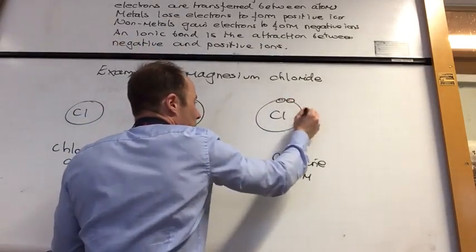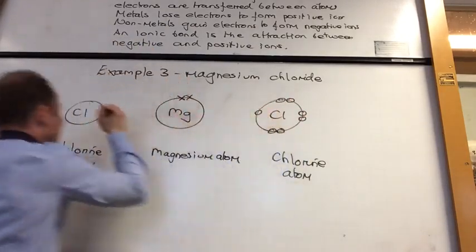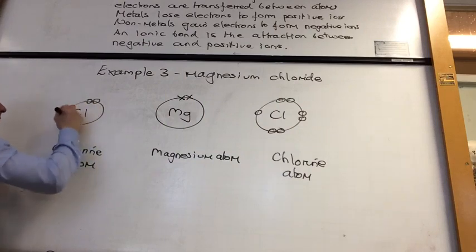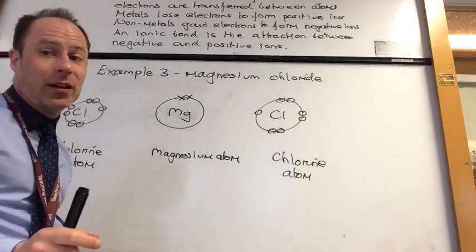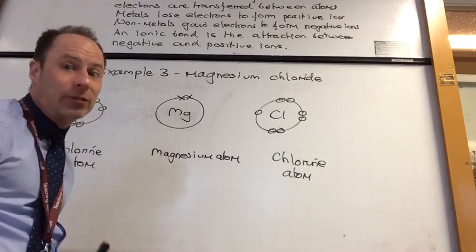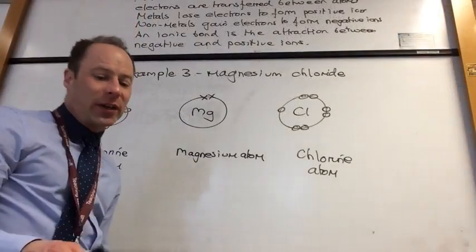So 1, 2, 3, 4, 5, 6, 7. 1, 2, 3, 4, 5, 6. Is magnesium bigger in this case? No, you can make them the same size. Okay, so this is where it gets slightly more complicated, but hopefully it will all work out in the end. Can we work this one out?